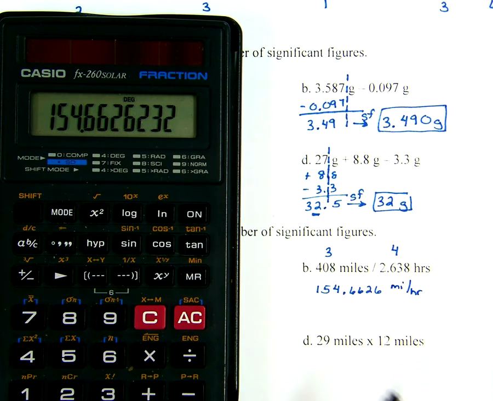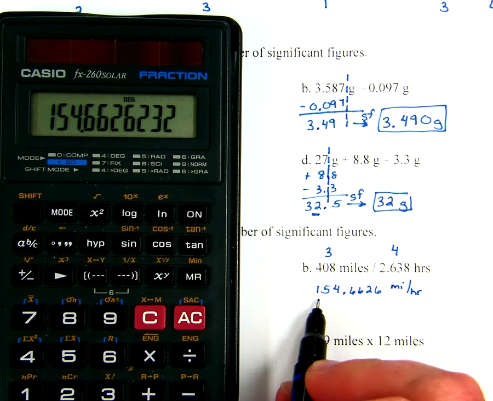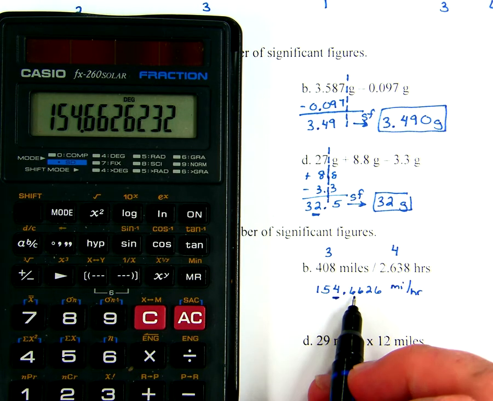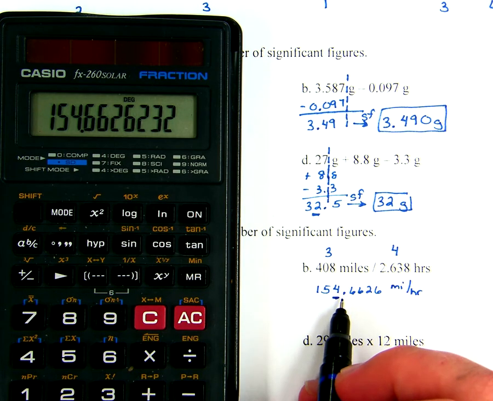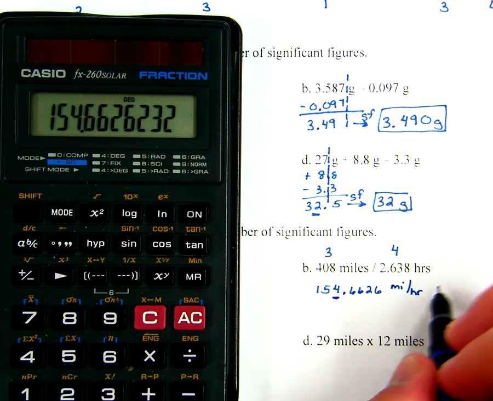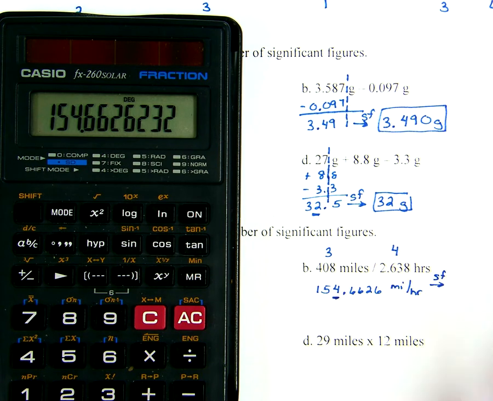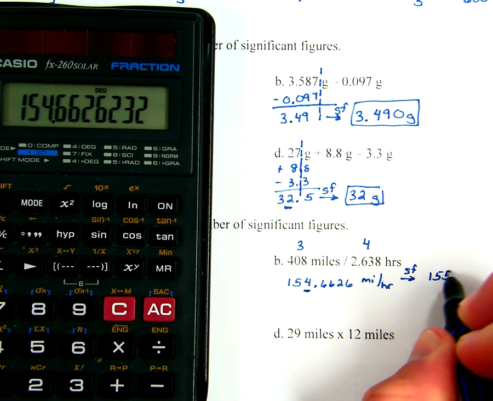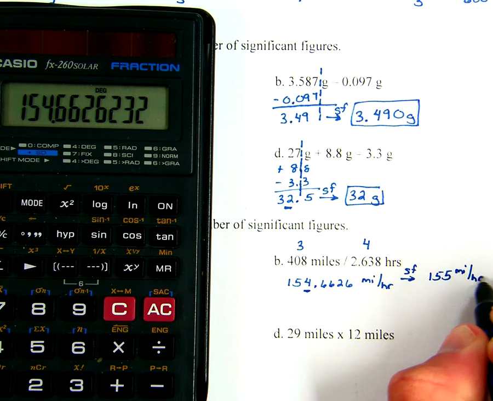Notice my third sig fig here, 1, 2, 3, that would be the ones place in this case. I look to the next digit, it's bigger than 5, so I round up. So I run my 4 up to a 5, and my answer is 155 miles per hour. That's my answer.